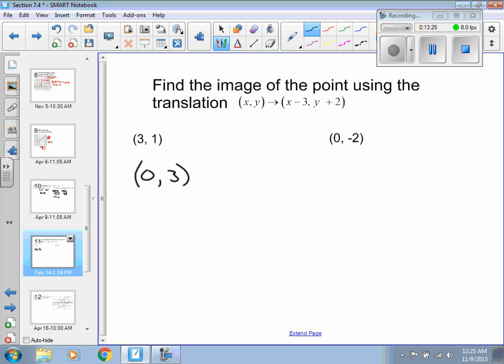The same thing's true with (0, negative 2). So I plug that in. 0 minus 3 is negative 3. And negative 2 plus 2 is 0. And that's my image.